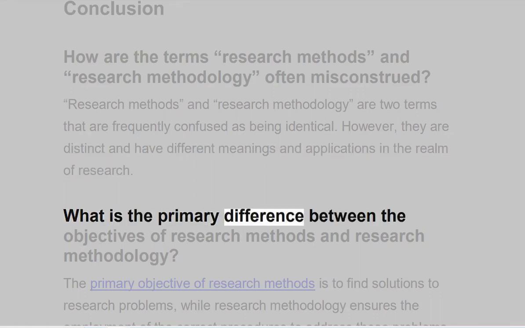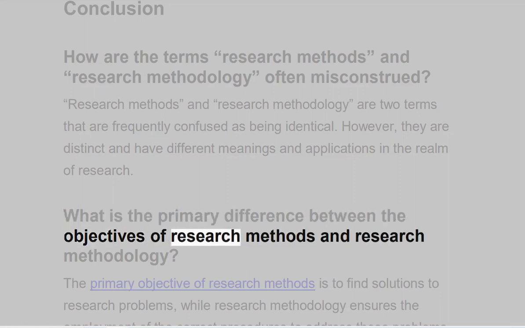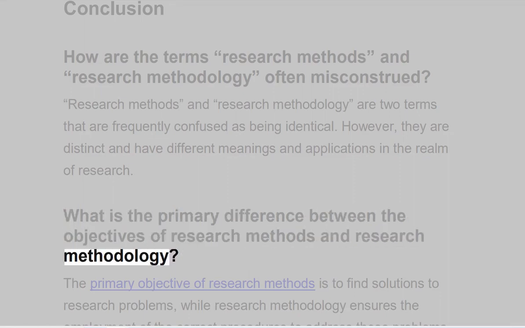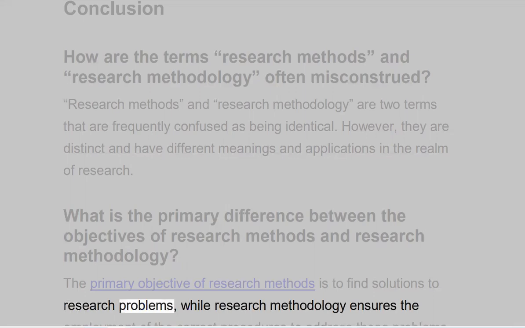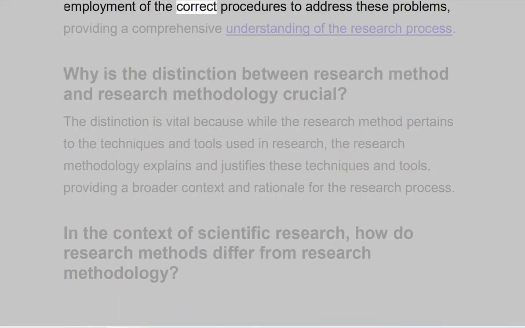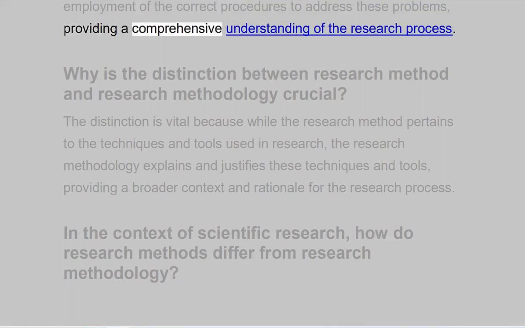What is the primary difference between the objectives of research methods and research methodology? The primary objective of research methods is to find solutions to research problems, while research methodology ensures the employment of the correct procedures to address these problems, providing a comprehensive understanding of the research process.